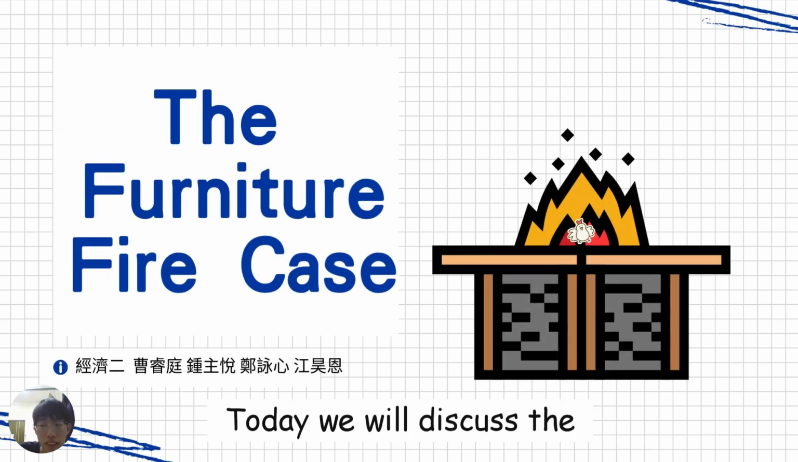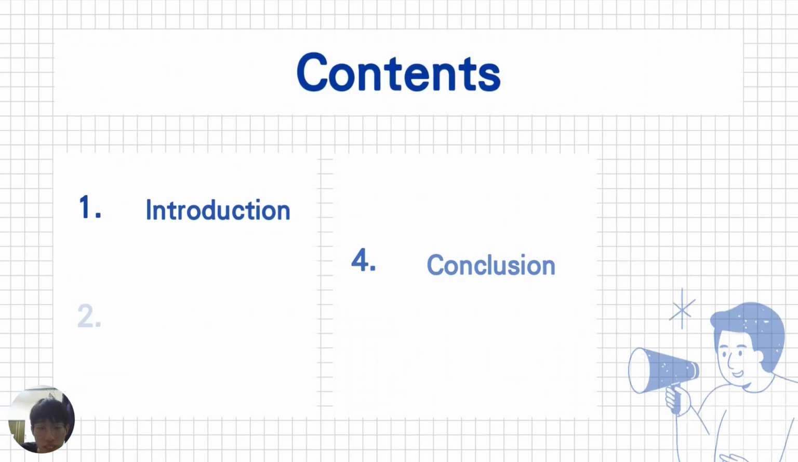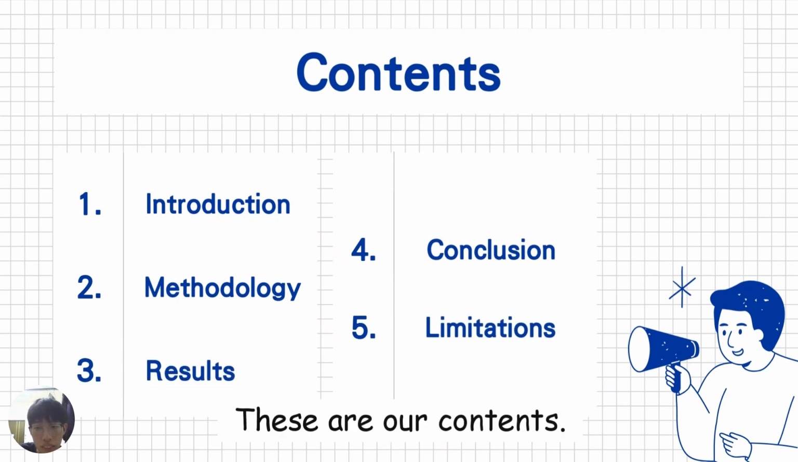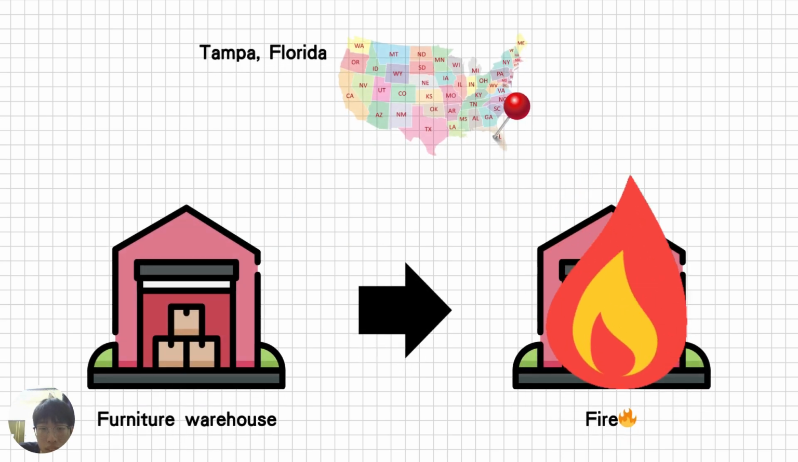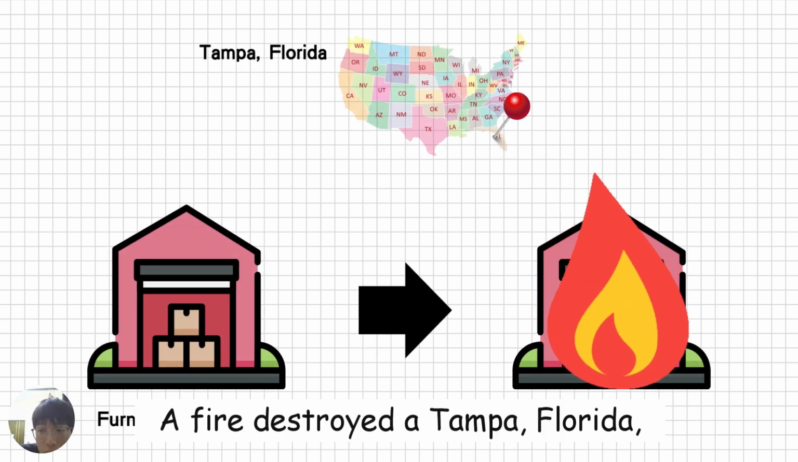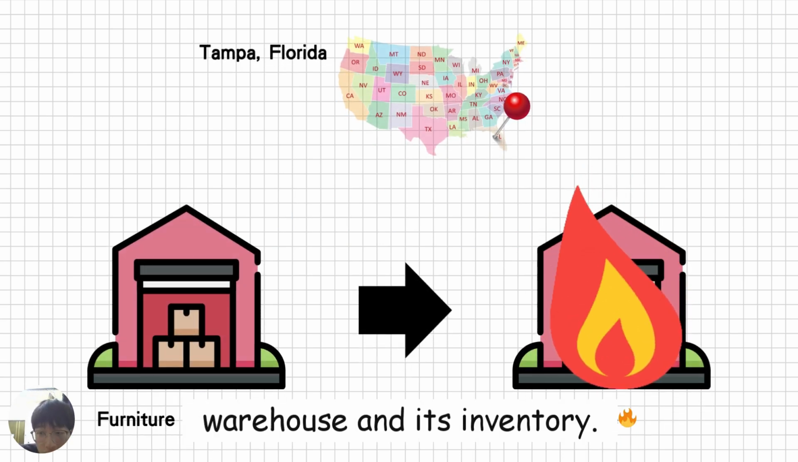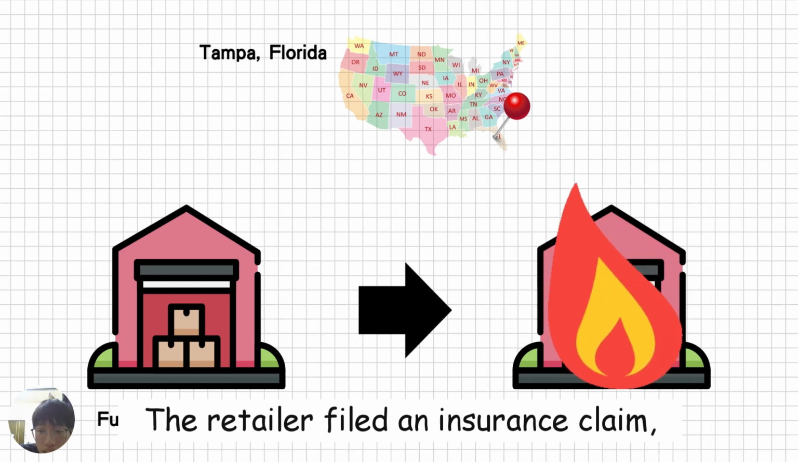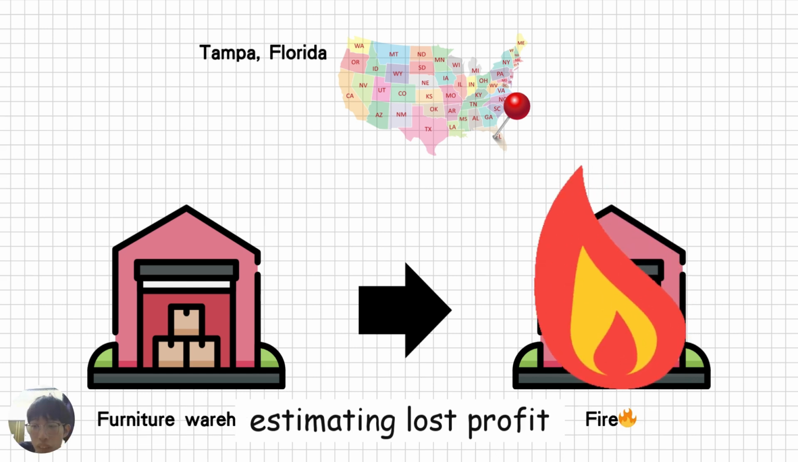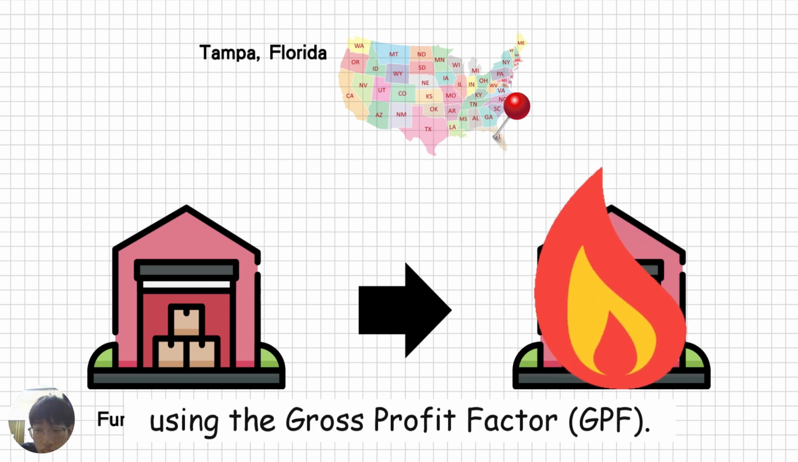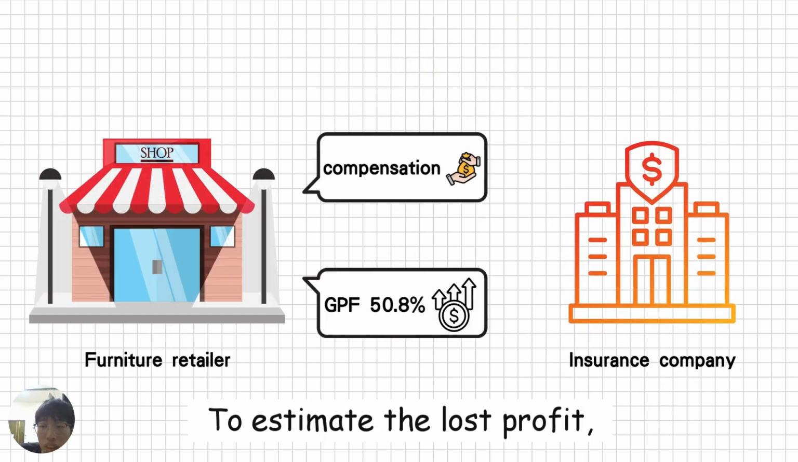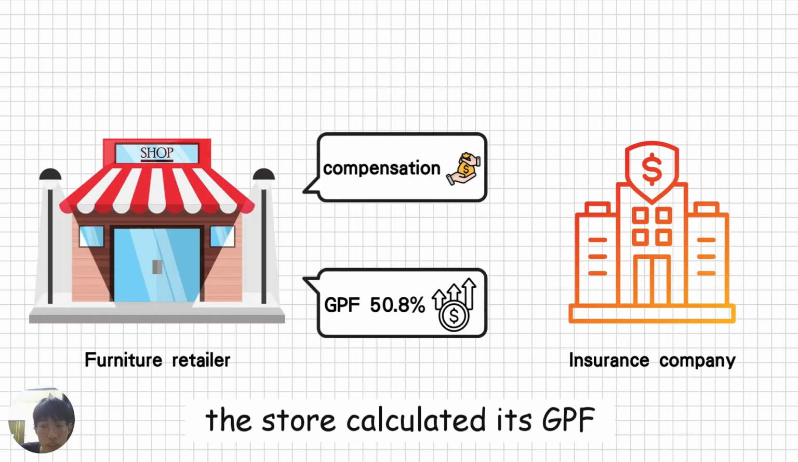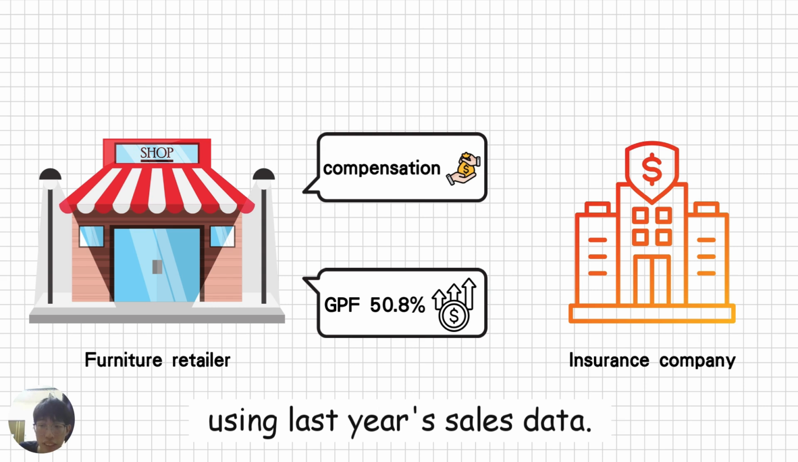Today we will discuss the Furniture Fire Case. These are our contents. Then I will briefly explain what happened. A fire destroyed a Tampa, Florida warehouse and its inventory. The retailer filed an insurance claim estimating the lost profit using the gross profit factor. To estimate the lost profit, the store calculated its gross profit factor using last year's sales data.